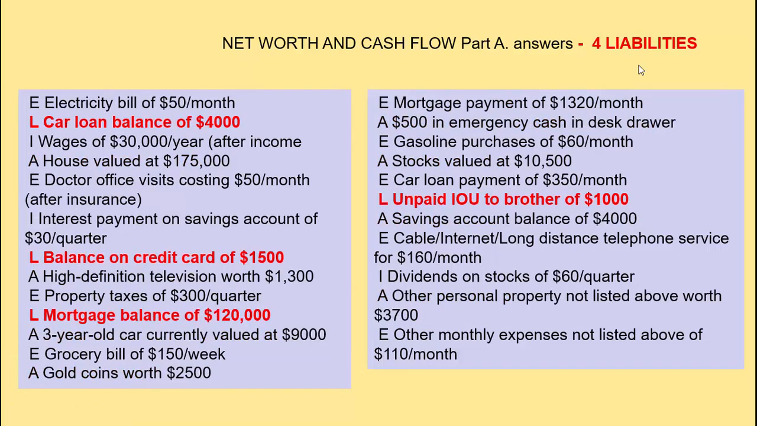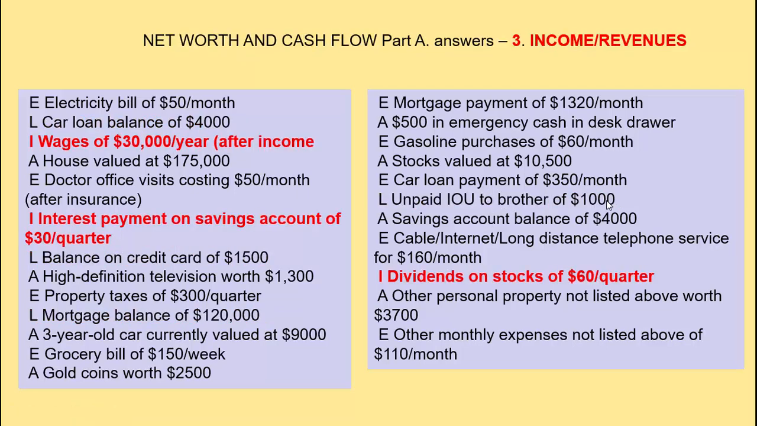Liabilities. There were 4 liabilities in the list, and they are car loan balance $4,000, balance on credit cards $1,500, mortgage balance $120,000, and unpaid IOU to brother for $1,000. Next, income and revenue items, and we had 3 of those. Wages of $30,000 per year after income taxes, interest payment on savings account of $30 per quarter, and then dividends on stocks of $60 per quarter.